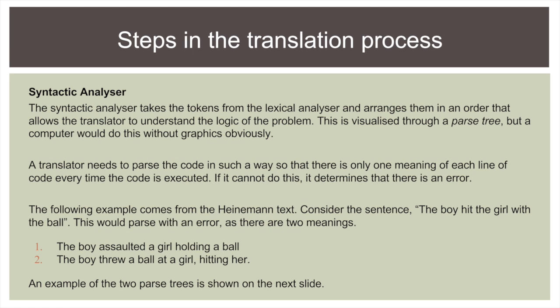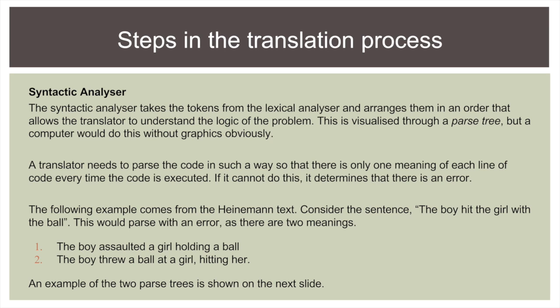The next step is the syntactic analyzer, and what this does, it takes the tokens from the lexical analyzer, and it arranges them in an order that allows the translator to understand the logic of the problem. We visualize it through a parse tree. The computer does this without graphics. So the translator needs to parse the code in a way there is only one meaning of each line of code. If it can't do this, it determines there is an error.